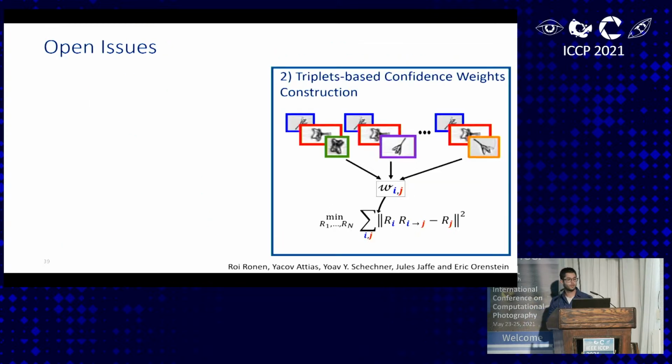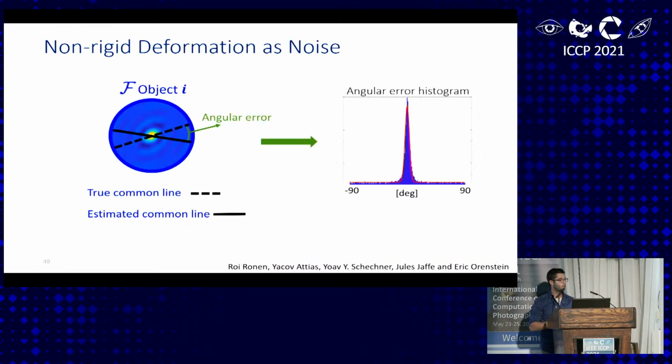Now, I will describe our method for constructing the triplets-based confident weights to overcome non-rigid deformation of the objects. Consider the angular error between the true and estimated common lines, marked here in green. We use the error statistic for a more robust rotation estimation.